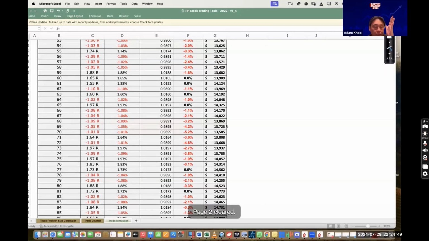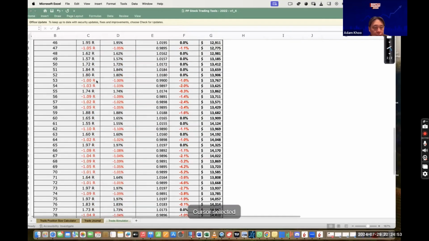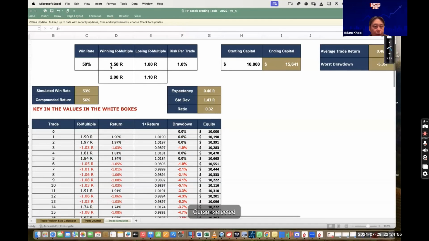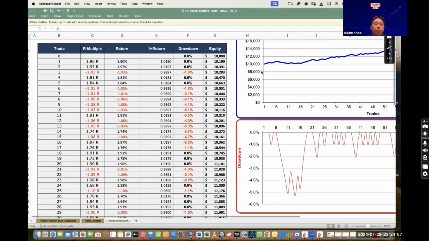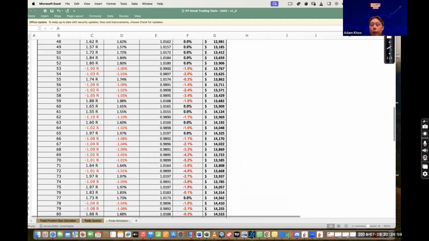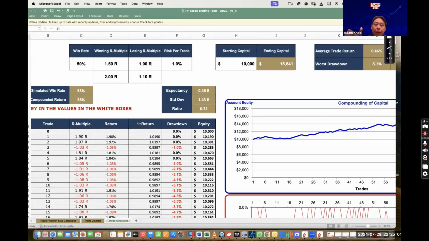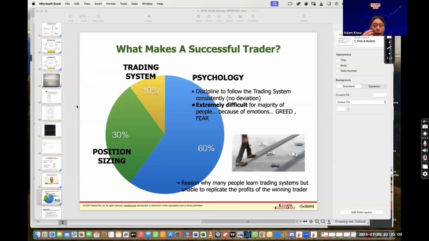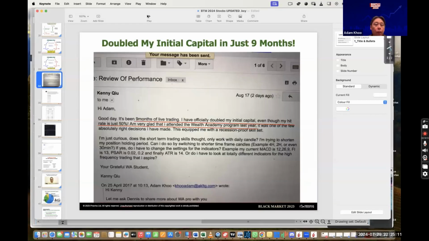If you can have the discipline to follow the system through the wins and losses, at the end of the day, you will make money. So this is true whether it's stock trading, forex trading, crypto trading, options trading, futures trading. It's all the same thing. So all these tools are there to help you.